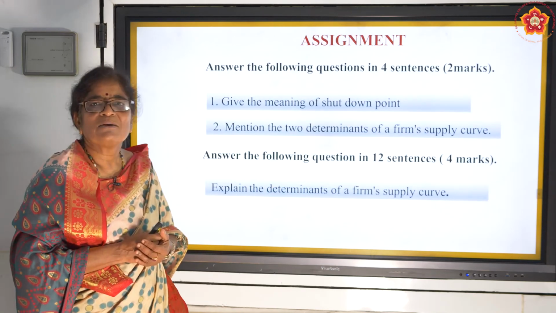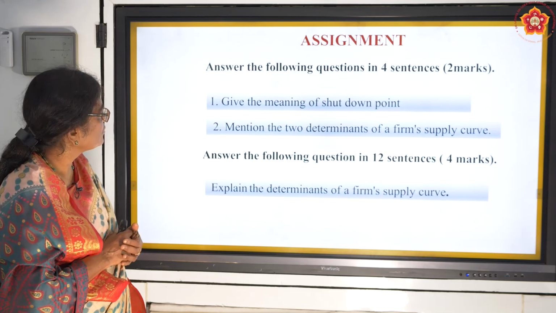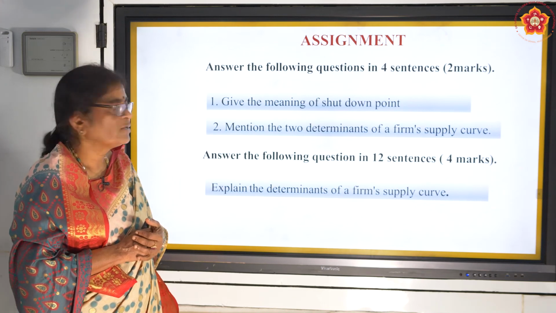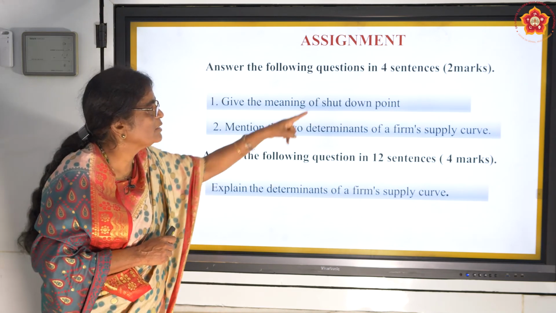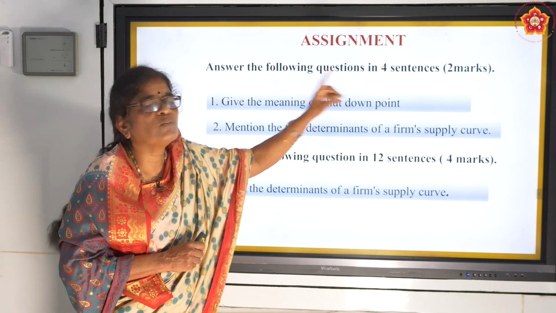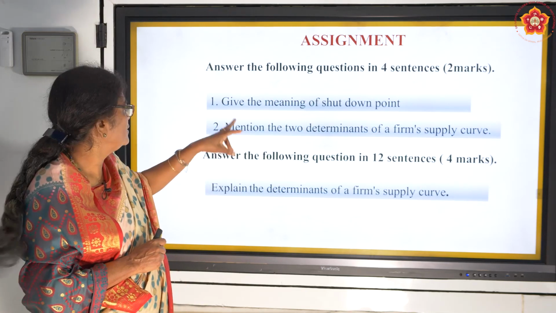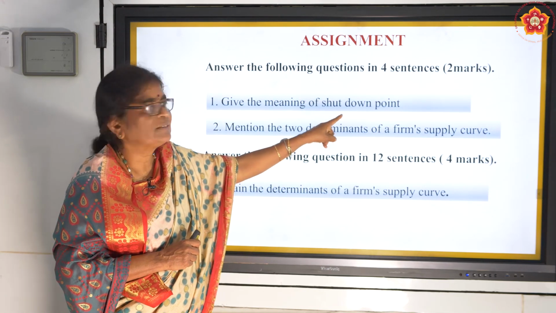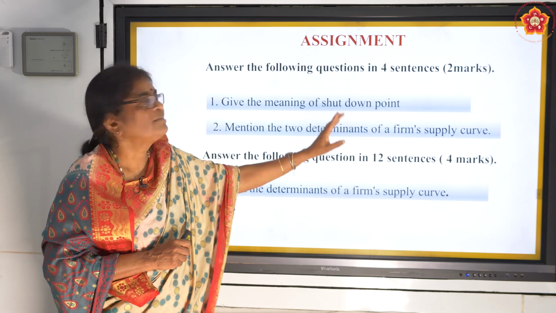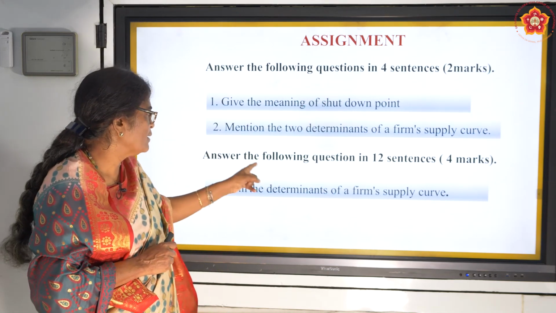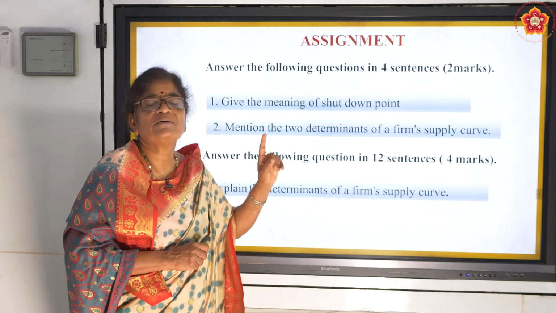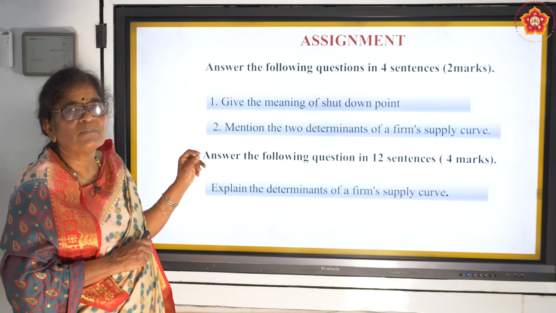Now I am closing this chapter with an assignment. Answer the following questions in 4 sentences: give the meaning of shutdown point. This is why I have given the marks also. You should know the importance of the lesson. If it is a 4 sentence, 2 mark question, whatever topic I have covered, there are chances of being asked the meaning of the shutdown point. You have to write 4 sentences and also mention the 2 determinants of a firm's supply curve. But if the same question is asked for 12 sentences, 4 marks, explain the determinants of a firm's supply curve, you have to explain a little more with the diagram, in more sentences.